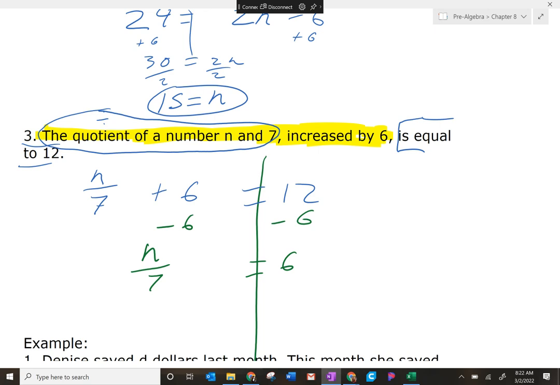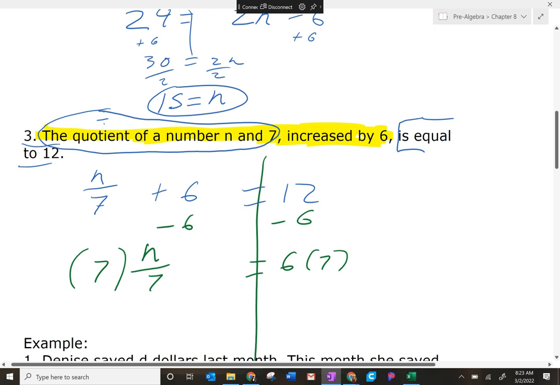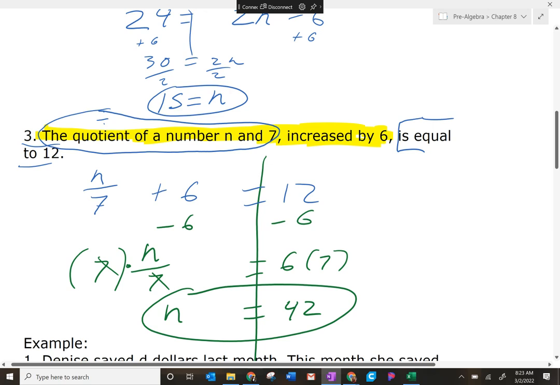Okay, you see there's the one that says it's dividing by 7. So what's the opposite of dividing by 7? I'm going to multiply both sides by 7. Okay, I'm going to put it in parentheses just so that way I can see what's going on. So this is saying times 7. This is saying right here divided by 7. So 7 and 7, those ones cancel out. I'm left over with an n. 6 times 7 is 42. My final answer for that problem is going to be a 42.